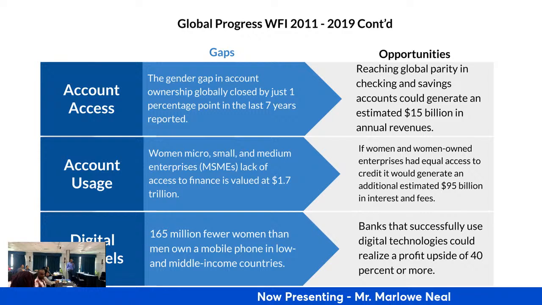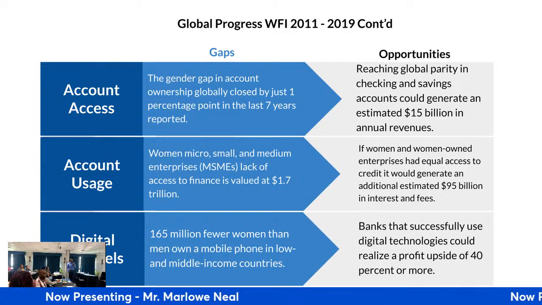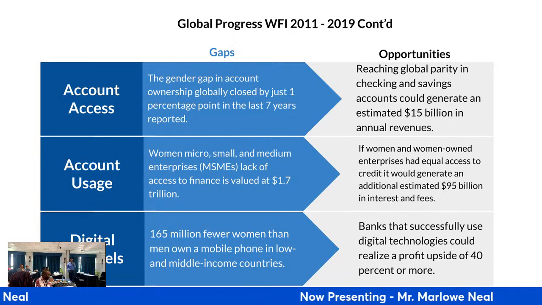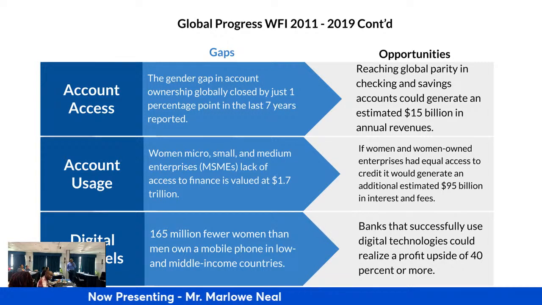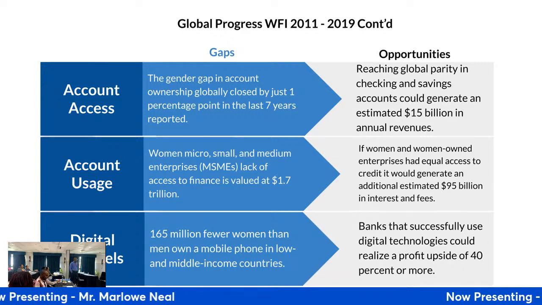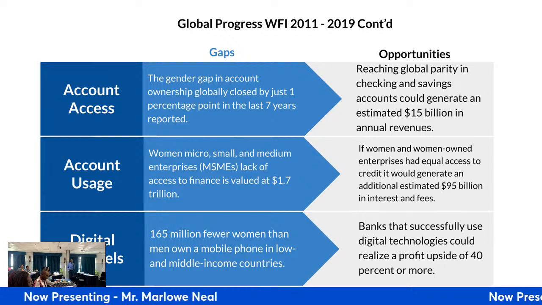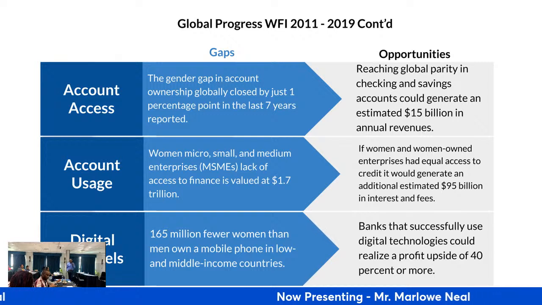In terms of account access, usage, and digital channels, again, the gaps persist globally. The gender gap in account ownership closed by just 1 percentage point in the last 7 years reported. And the opportunity is that reaching global parity in checking and savings accounts could generate an estimated $15 billion in annual revenues. In terms of usage, if the gender gap is closed, women and women-owned enterprises having equal access to credit would generate an additional estimated $95 billion in interest and fees.